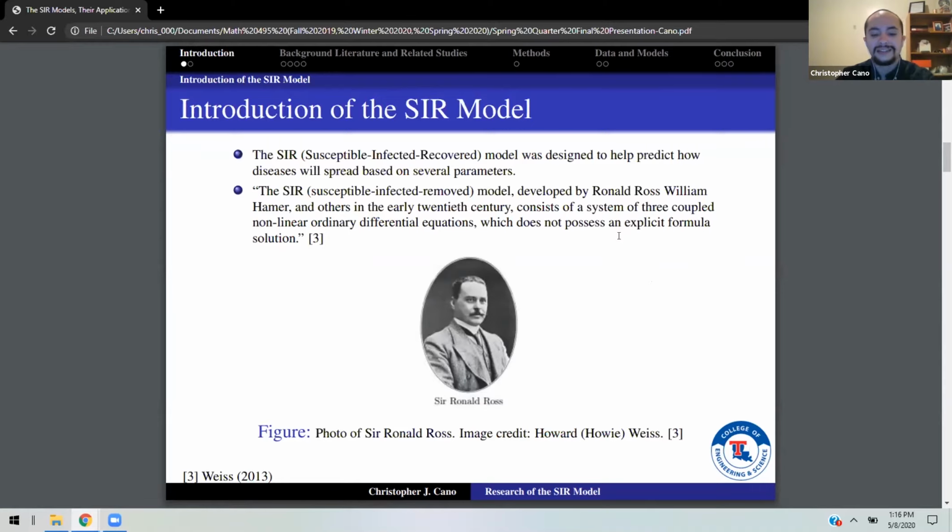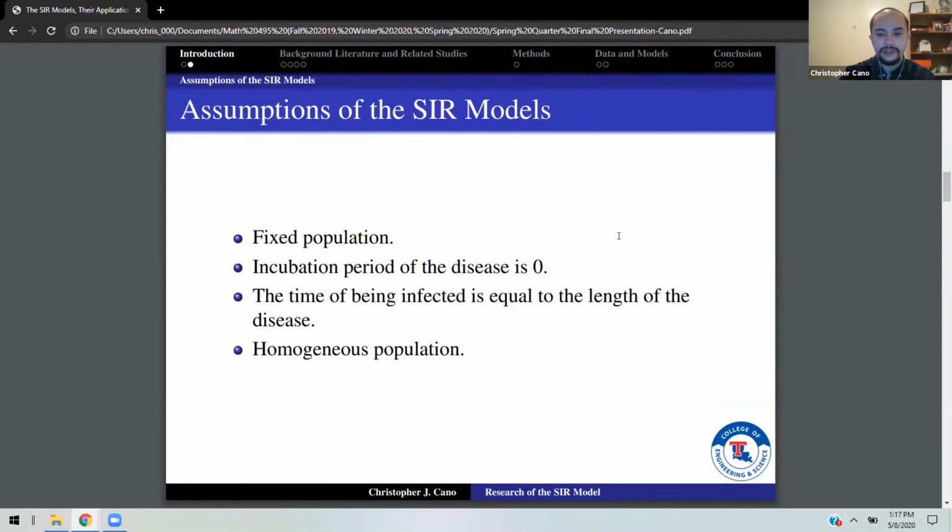The SIR model is a class of models that predicts the spread of diseases, and these models themselves actually have several assumptions. The first assumption is a fixed population. That means it is assumed that there are no births or no deaths during the duration of the disease. The second one is an incubation period of 0. It means as soon as you begin to show symptoms, you can immediately begin to infect others after obtaining the disease. The third one is the time of being infected is equal to the length of the disease.